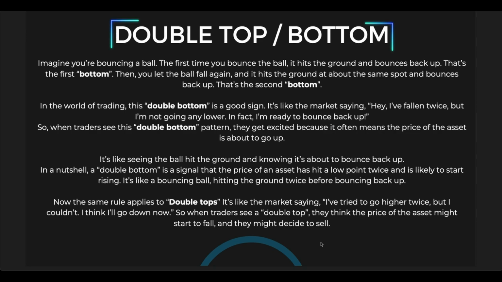Now the same rule applies to double tops. It's like the market saying, I've tried to go higher twice, but I couldn't. I think I'll go down now. So when traders see a double top, they think the price of the asset might start to fall and they might decide to sell. Okay, nothing is for certain in what we do here, but it's a very good indicator of where price is going to head.